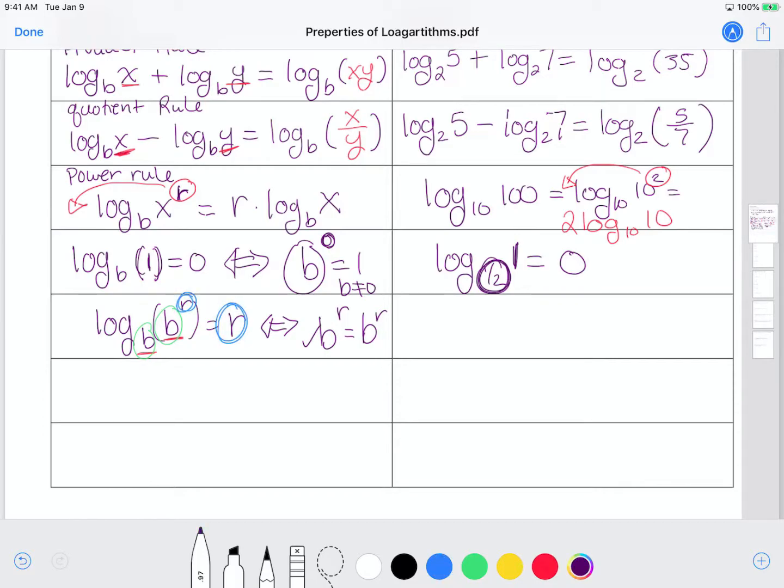So for example, if I asked you to figure out what log base 5 of 5 to the 10th is, without even doing any thinking, because these two are the same, you should automatically say, oh, that's 10. I know that rule.